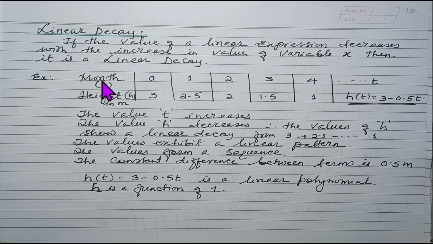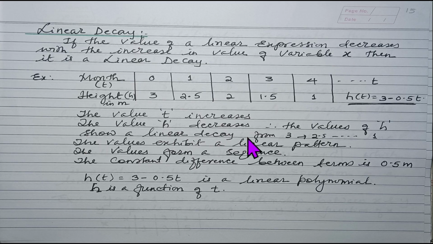Now if you see, the time in months increases from 0, 1, 2, 3, 4 and so on, and the height of the water in the tank decreases from 3 to 2.5 to 1.5 and 1. So the number of months is increasing, and the height of the water in the tank is decreasing. Therefore the height is a function of time, h(t) is equal to 3 minus 0.5t, because every month there is a decrease of 0.5 meters, and therefore when the time is t, the height will be 3 minus 0.5t. So the value t increases, the value h decreases. One is increasing, the other is decreasing, and therefore it is a linear decay.